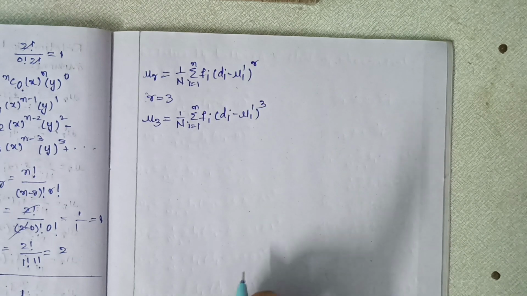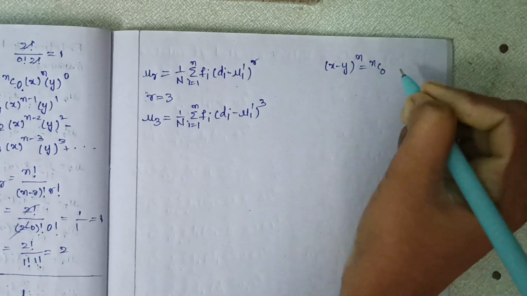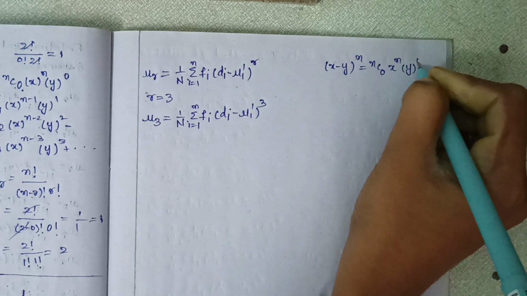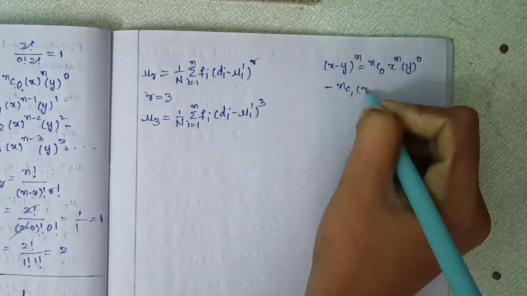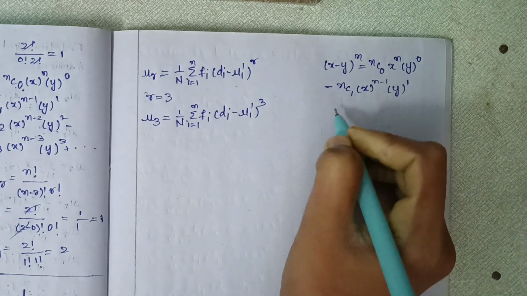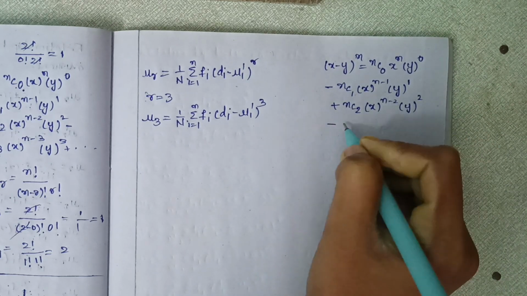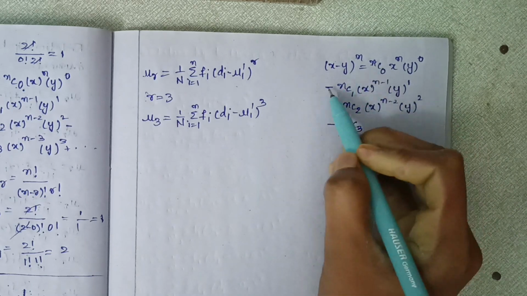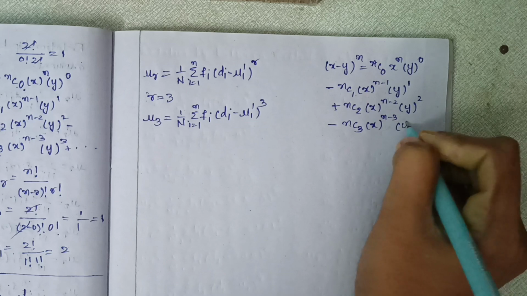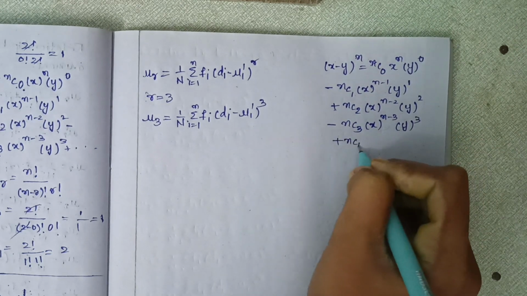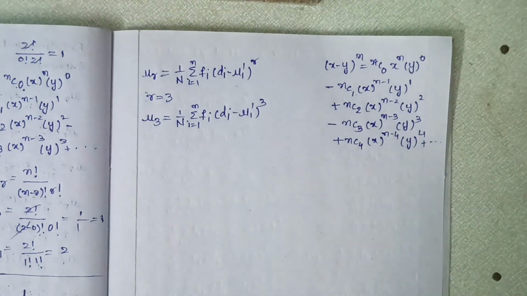In yesterday's video, we learned the formula of x minus y whole to the power of n, which is nC0 into x to the power of n and y to the power of 0. Here the sign is minus, so minus nC1 into x to the power of n minus 1 y to the power of 1 plus nC2 into x to the power of n minus 2 and y to the power of 2 minus nC3. Here it is plus sign, minus sign, plus sign, minus sign. In this way the formula goes: x to the power of n minus 3 into y to the power of 3 plus nC4 into x to the power of n minus 4 and y to the power of 4. In this way the formula goes on.